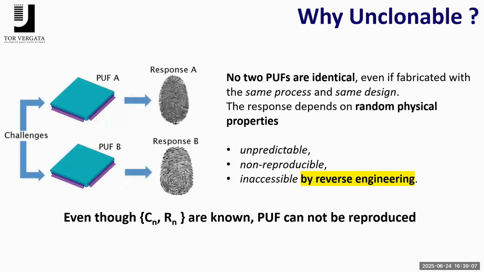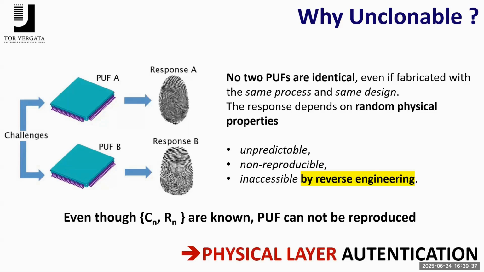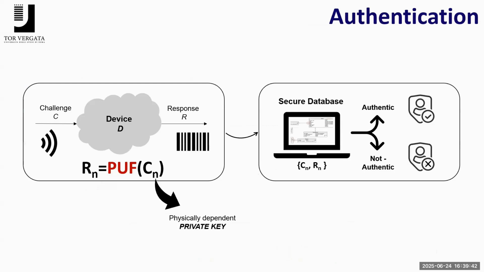Why unclonable? Unclonable means that if you have two identical devices and you make the same, similar challenge, you will obtain a different response. And even if you know the couples of challenge and response for any device, you are not able to reproduce it, because this relationship is related to the internal imperfections. And so we can use this device for physical layer authentication that can be a completely digital one.